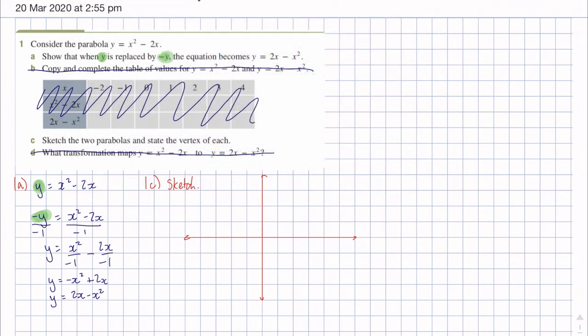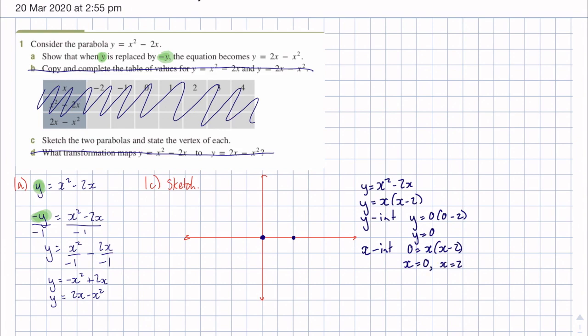So we've got x squared take 2x, which is the same. So y equals that. That's the same as x outside of x take 2. So its intercepts are at 0 and 2. So it's y-intercept, x equals 0, y equals 0, 0 take 2, so the y-intercept is 0. X-intercept, 0 equals x, x take 2, so x equals 0, x equals 2.